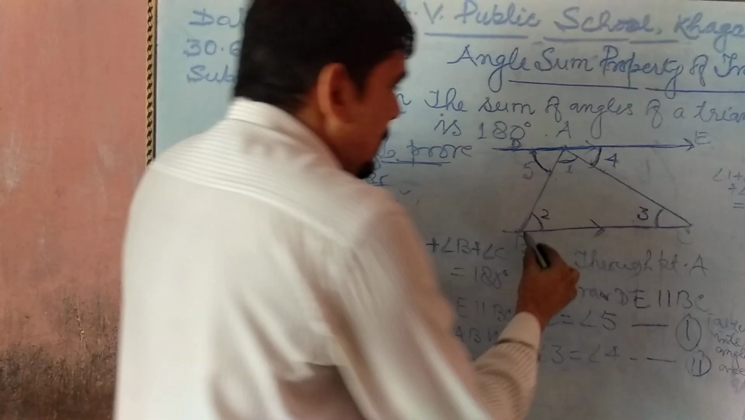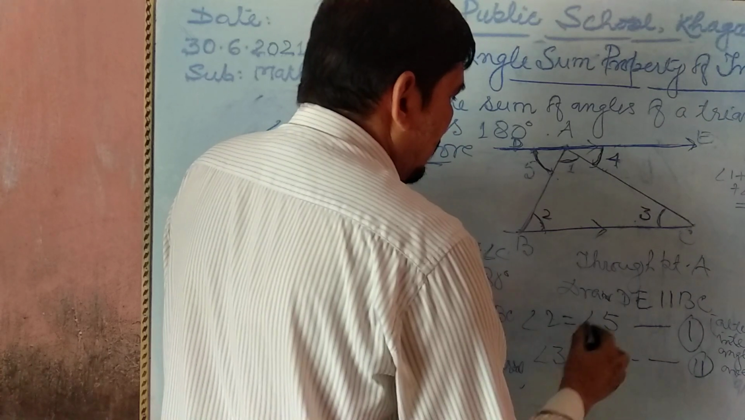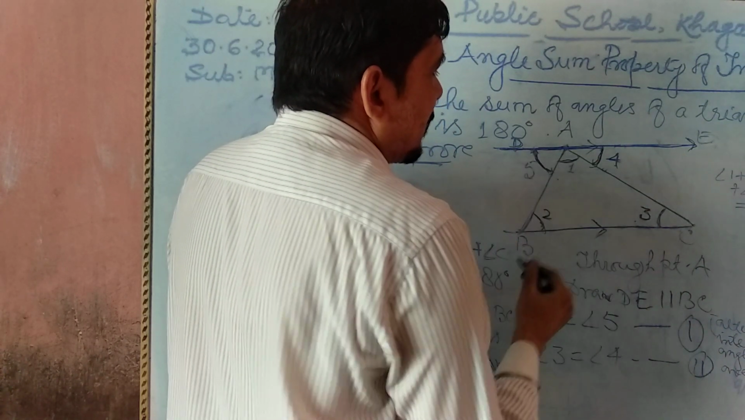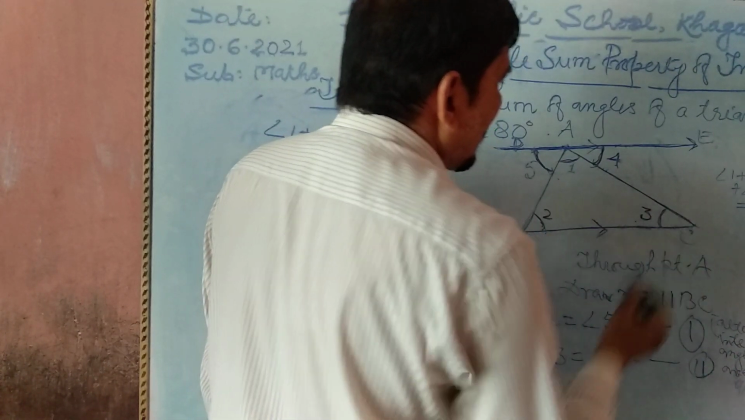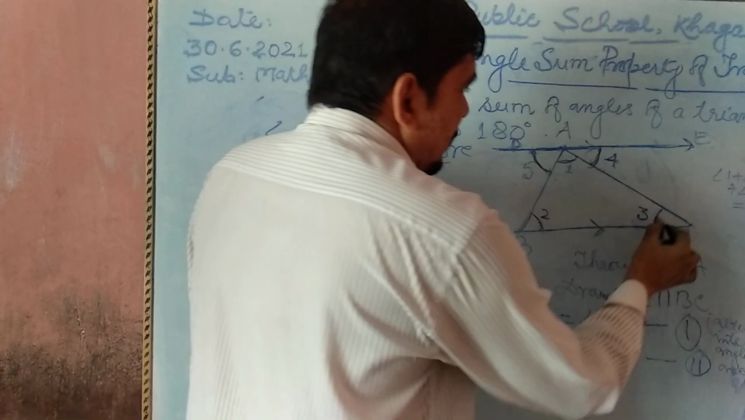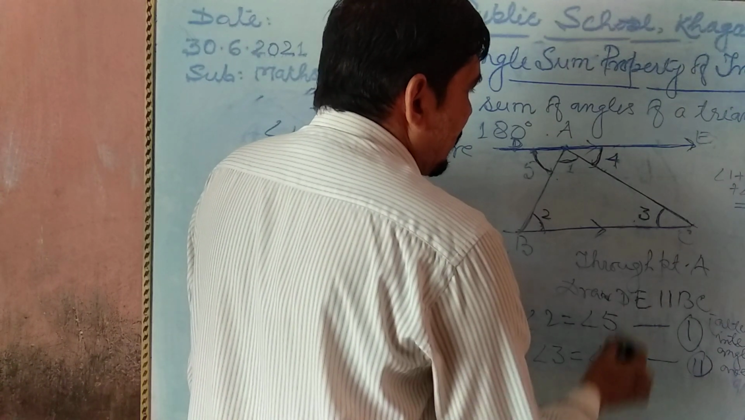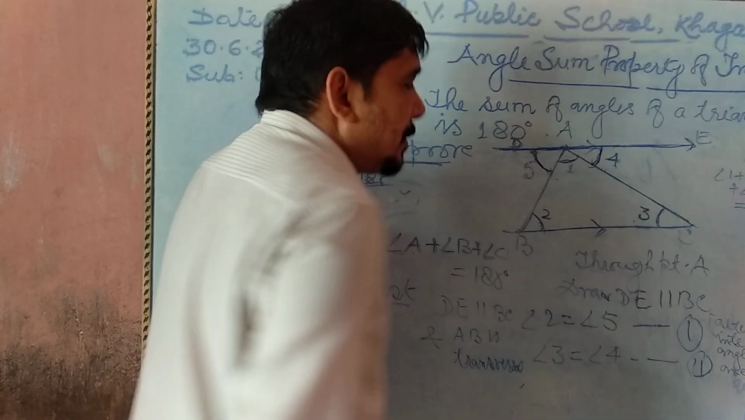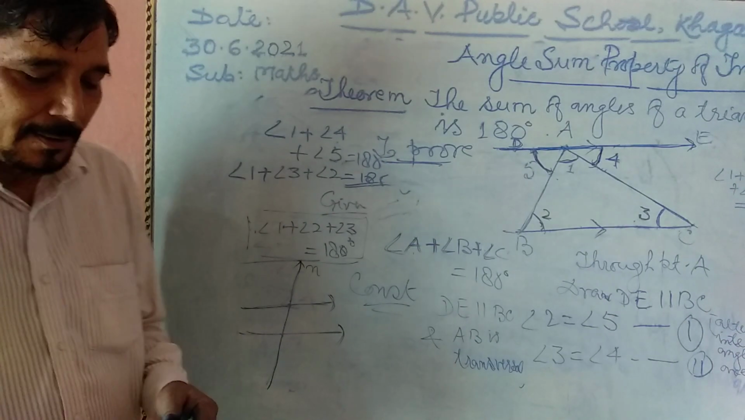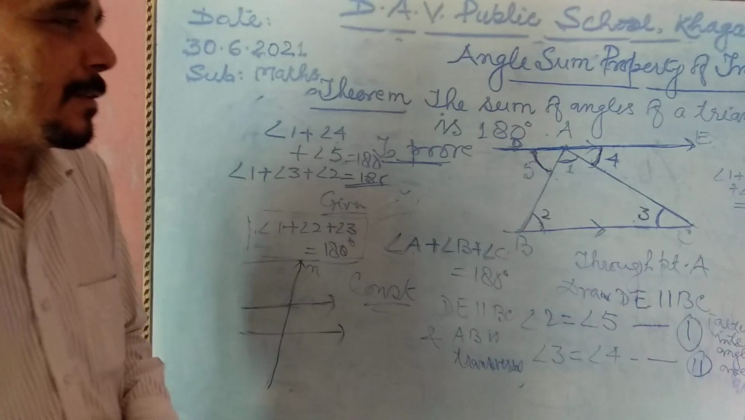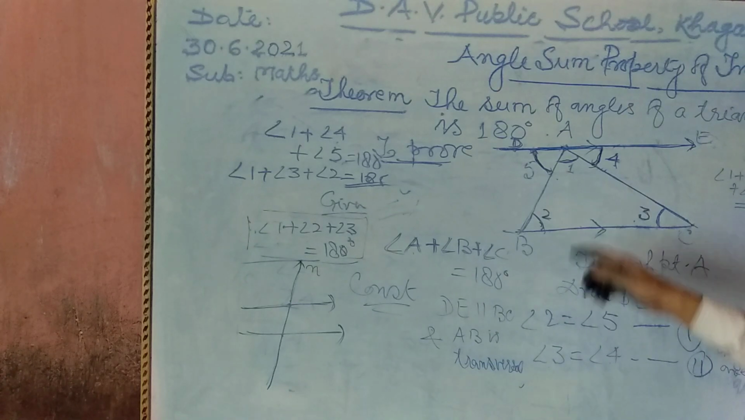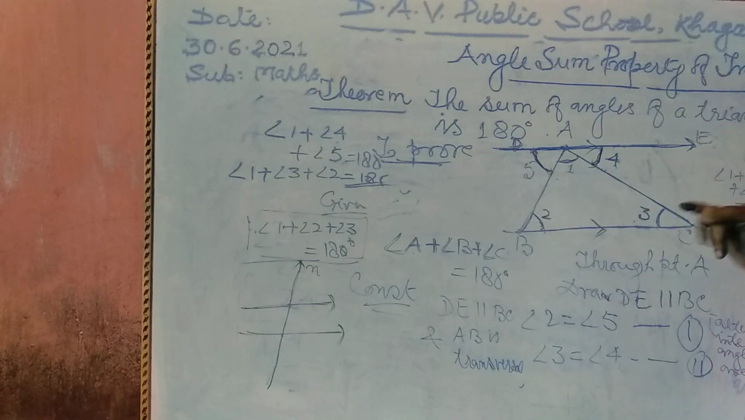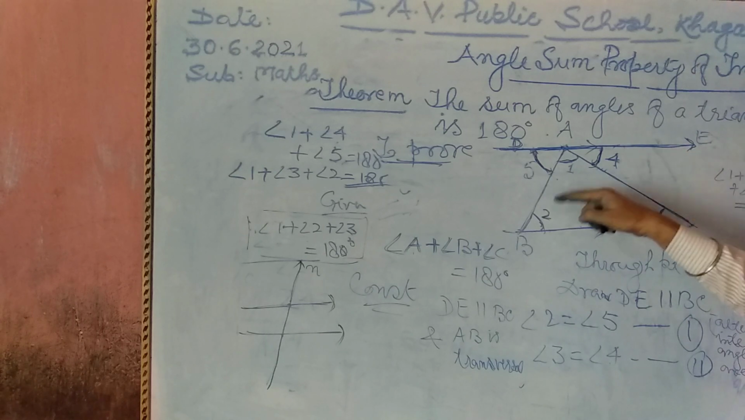Again, BC is parallel to DE, and AC is transversal. Therefore angle 3 is equal to angle 4. Alternate angles are equal. Okay. Now we got angle 2 is equal to 5 and angle 3 is equal to 4.